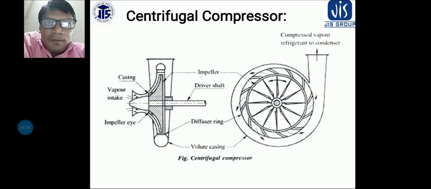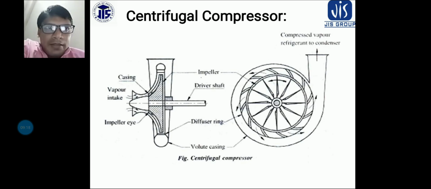Another merit is that, as compared to the reciprocating compressor, this compressor, due to its high speed, can handle a large volume of vapor refrigerant. The impeller rotates at high speed, and this is another merit of the centrifugal compressor over the reciprocating compressor.